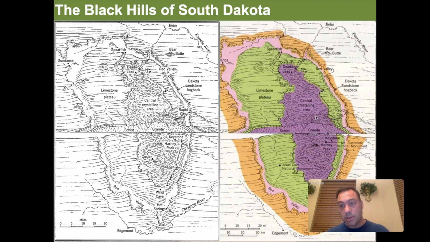These central crystalline rocks, which are the oldest rocks, are really at the center and actually at the high point of the structure. Whereas the softer, weaker rock, but it's also much younger, is around the outer portion. So this is a really great place to go and visit.